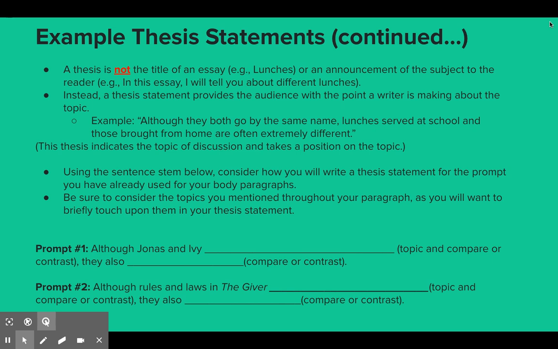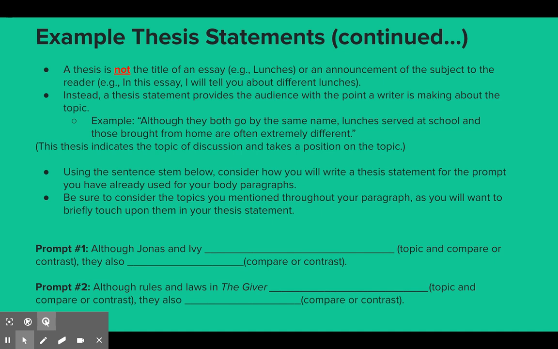Again, we have more examples of thesis statements for this particular essay. So as a reminder, a thesis statement is not the title of your essay, and it is also not an announcement of the subject to your reader. We've been discussing this all throughout writing this year, but you are not to be announcing in your writing. This means avoiding first person at all costs. Instead, your thesis statement has to provide your audience with the point you are trying to make about your topic. Here we have another example.